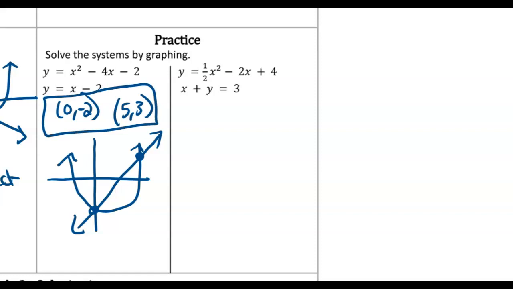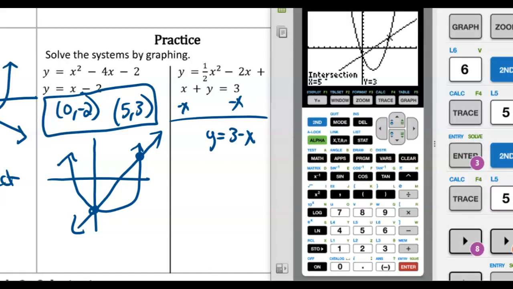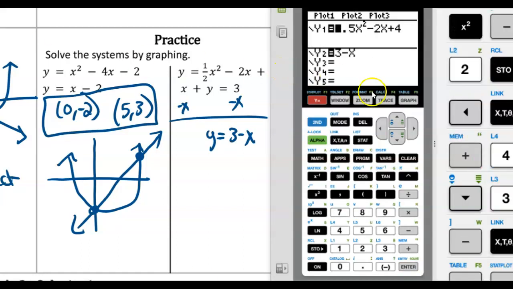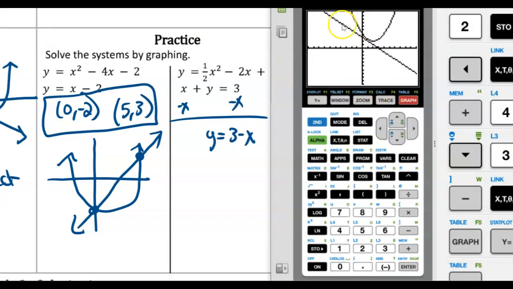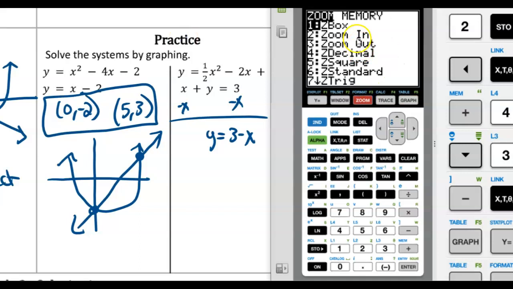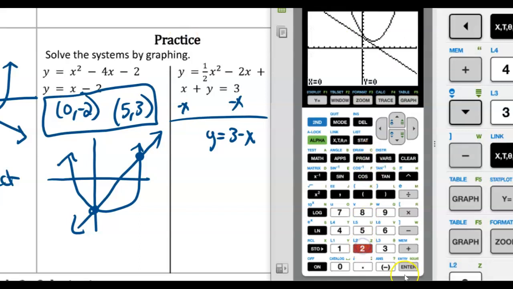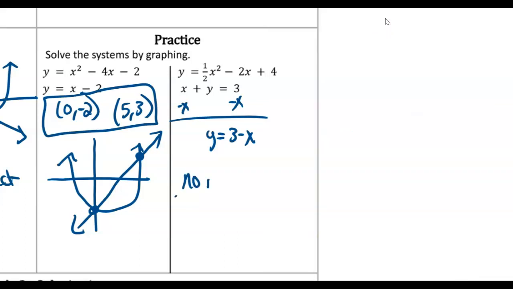Okay, I'm going to pause the video and type in this second one. When I type this in, the first equation is fine, but the second equation has to be y equals. So I'm going to type in y equals 3 minus x for my second equation. Okay, I typed those in. I hit graph, and you can see they never intersect. You could zoom in on that if you want. You hit zoom, and the second one is zoom in, and hit enter. I zoomed in a little too far, but you can see there's space right there. So there is no real solution because they never intersect.